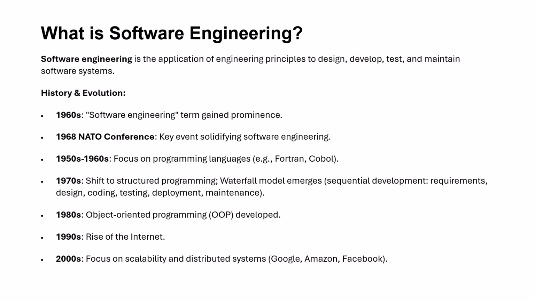Software engineering is the application of engineering principles to design, develop, test, and maintain software systems. Now, software engineering has been around for a while. Here we are listing some of the history and evolution of software engineering. As you see, we have things that started in the 1960s. This is where software engineering terms started becoming known, and so on. I'm not going to go over the list. You can read it on your own.